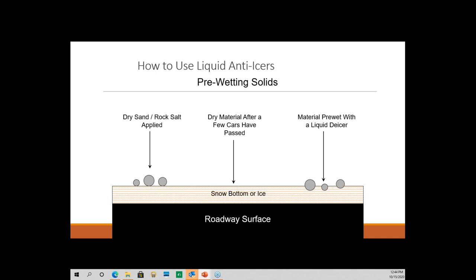So how that works is if you have a snow floor and you apply a dry sand or dry rock salt and the temperature is cold, that rock salt or that sand is just going to sit on top of that snow floor. By pre-wetting that aggregate or that salt, you're able to embed that material down into that snow floor a little bit so that it's able to hold in position when the cars run over it and kind of makes it perform like a sandpaper. If it's a rock salt and you pre-wet the rock salt, you're going to give it that moisture that it's going to need to be able to get down into that snow floor and break that snow floor up.